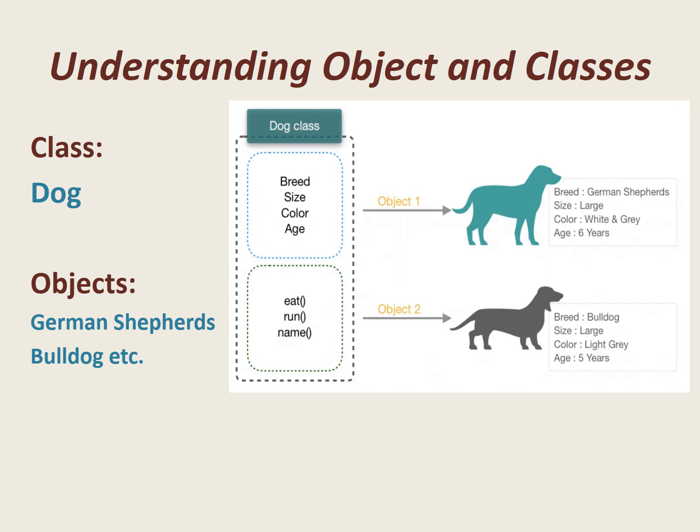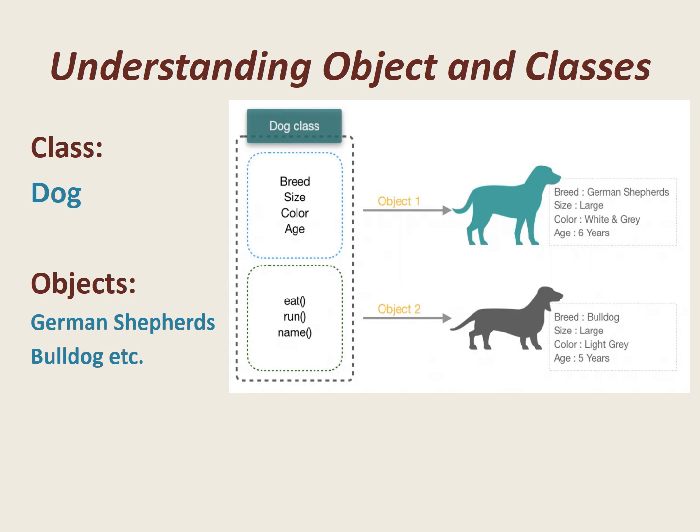Here we are taking the class name dog. In general, we say that dog is a class. And here, dogs can fall into a number of categories, like German Shepherd and Bulldog. As German Shepherd and Bulldog are the kinds of dog, we say that German Shepherd and Bulldog belong to the category of dogs. In the same way, we can say that objects are part of the classes.